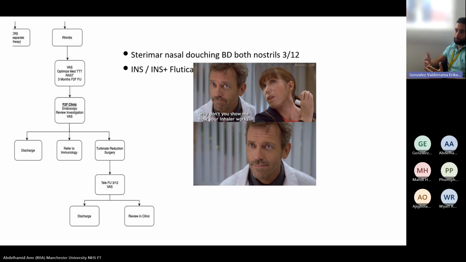Remember we talked about the ARIA guidelines: if they've got persistent blockage, you can increase the dose of the spray. If you don't want surgery and want other medical treatment, you can consider even oral courses of steroids for severe persistent allergic rhinitis. It's in the ARIA guidelines, or you can use the drops, which are more potent.